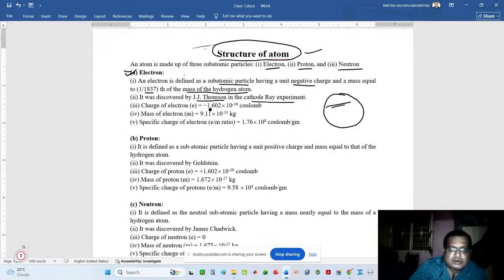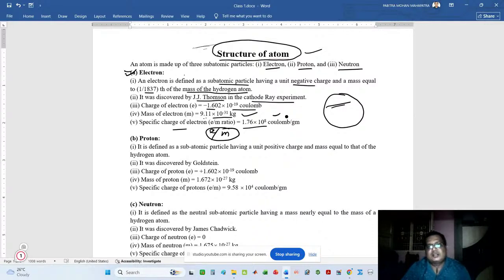The charge of an electron is minus 1.602 into 10 to the minus 19 coulomb. The mass of an electron is 9.11 into 10 to the minus 31 kg. The e by m ratio is said to be the specific charge of the electron. The specific charge of the electron is 1.76 into 10 to the power 8 coulomb per gram.